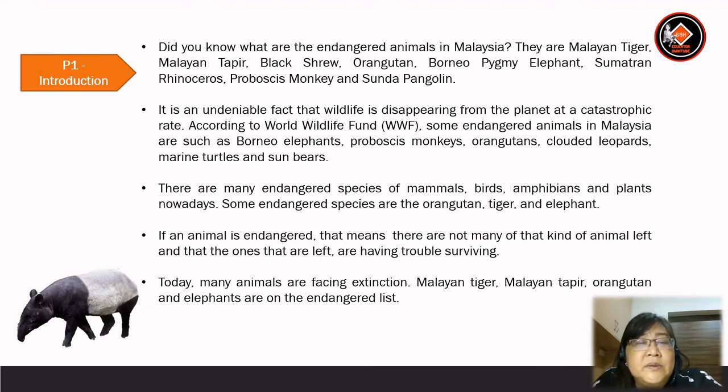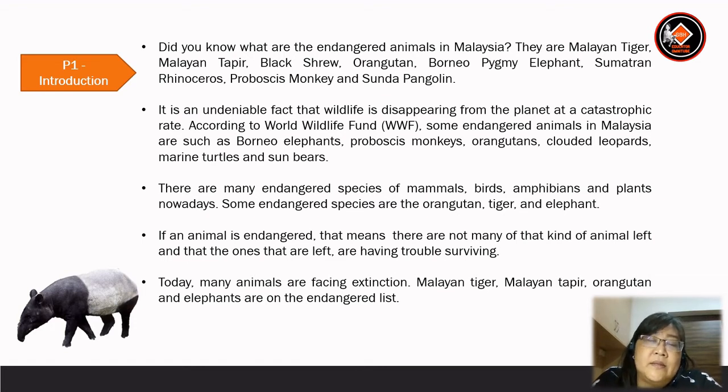Let's look at the second example. It is an undeniable fact that wildlife is disappearing from the planet at a catastrophic rate. According to World Wildlife Fund, WWF, some endangered animals in Malaysia are such as Borneo elephants, proboscis monkeys, orangutans, clouded leopards, marine turtles, and some bears. The third example, you can start the introduction by writing there are many endangered species of mammals, birds, amphibians, and plants nowadays. Some endangered species are the orangutan, tiger, and elephants.